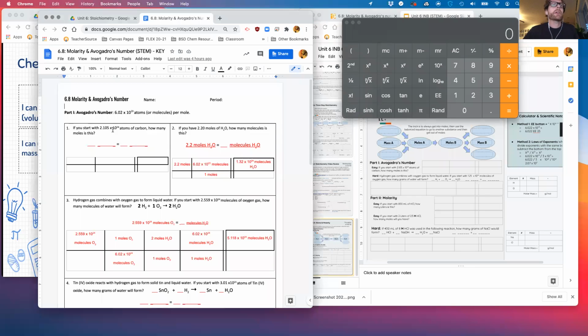All right, everybody. So right now I'm going to be doing a couple more of these example problems real quick. I'm going to start with this one. So this one right here, if I have 2.105 times 10 to the 24th number of atoms, how many moles of that? Okay, how many moles?